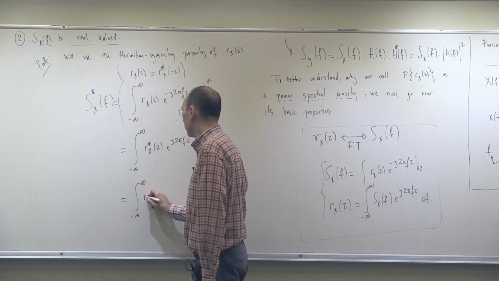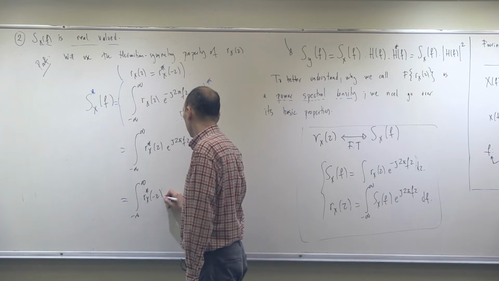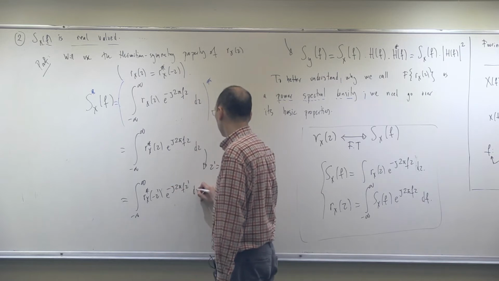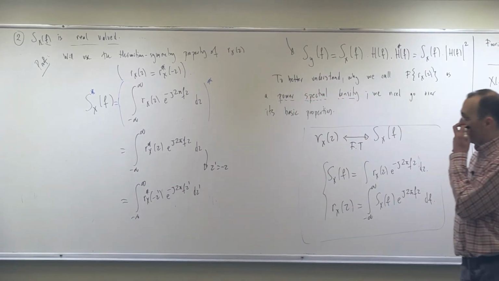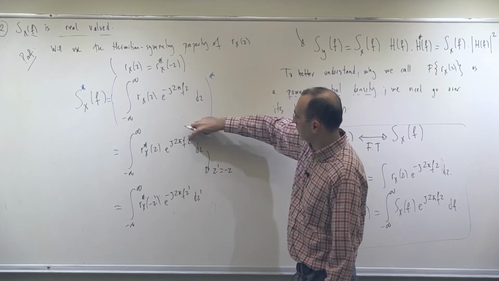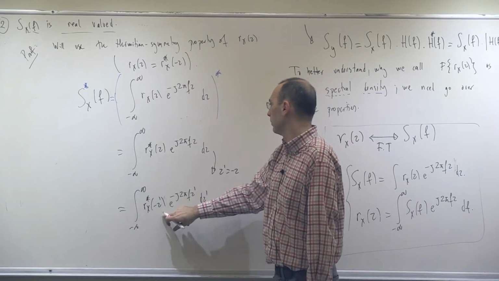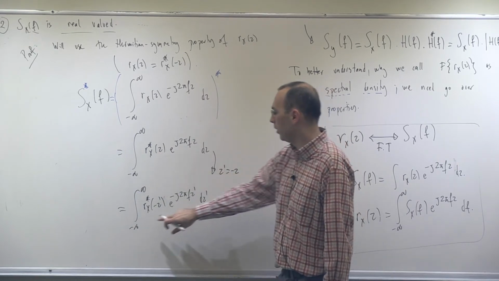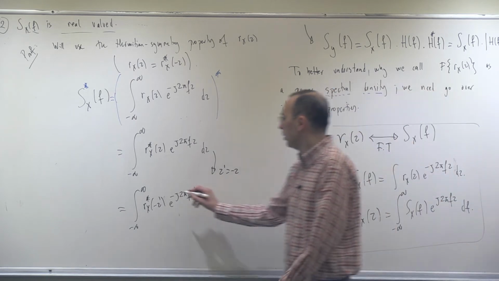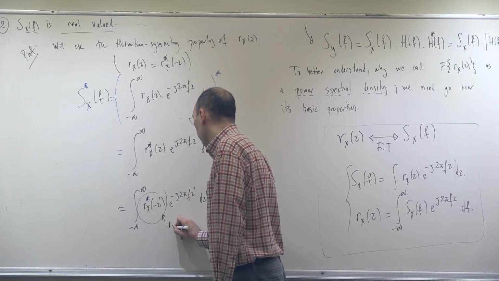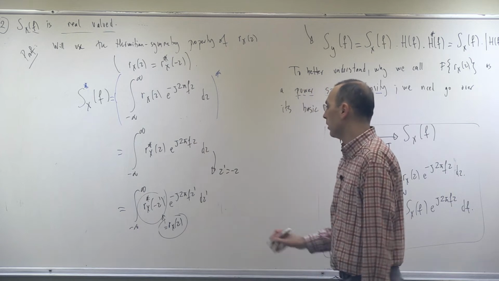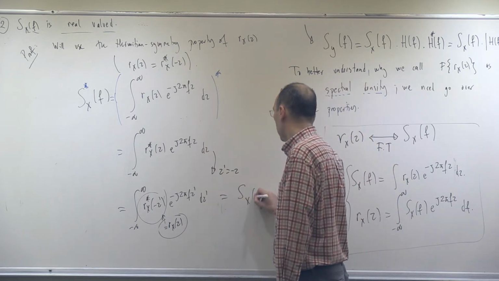Minus infinity to infinity. This is tau prime, d tau prime. Again, instead of tau, I'm writing minus tau prime. So this should be minus d tau prime. But again, changing these limits, I get that. So from the symmetry property, this is equal to Rx of tau. Okay. Hermitian symmetry property. And finally, we get that result, Sx of f.